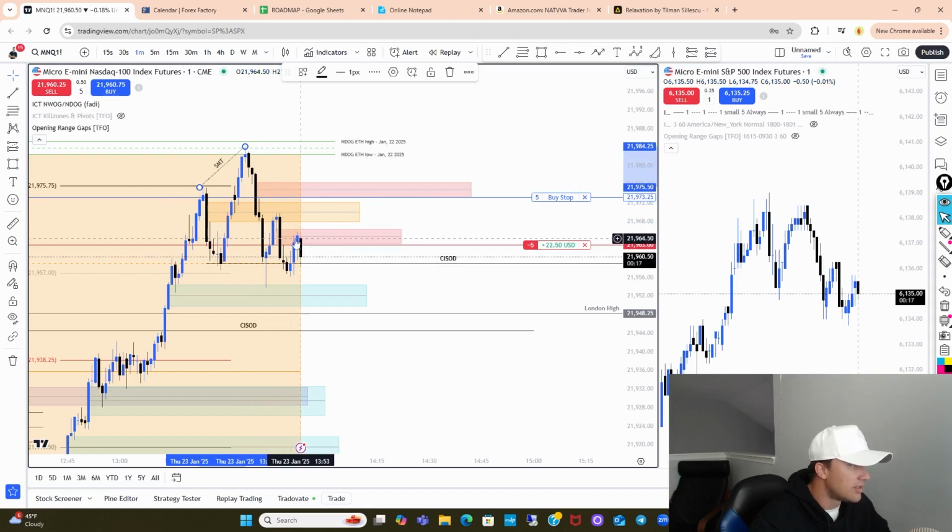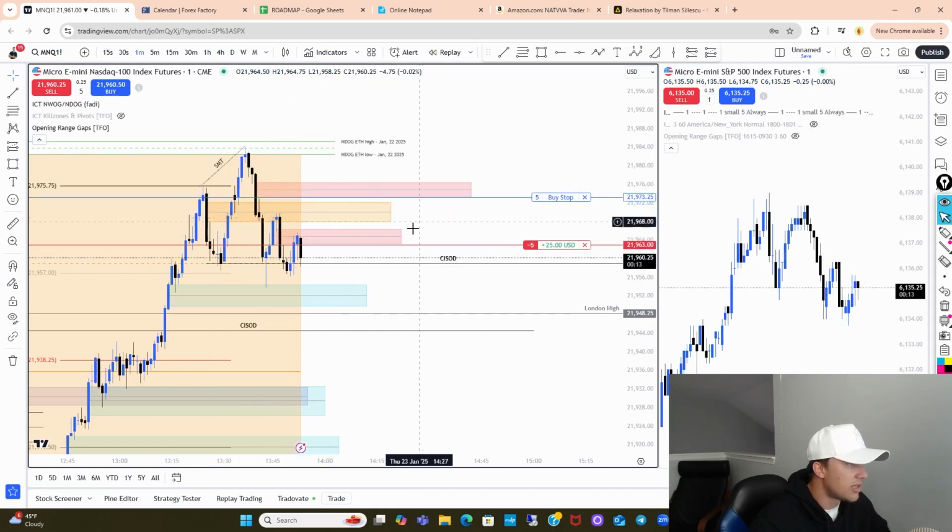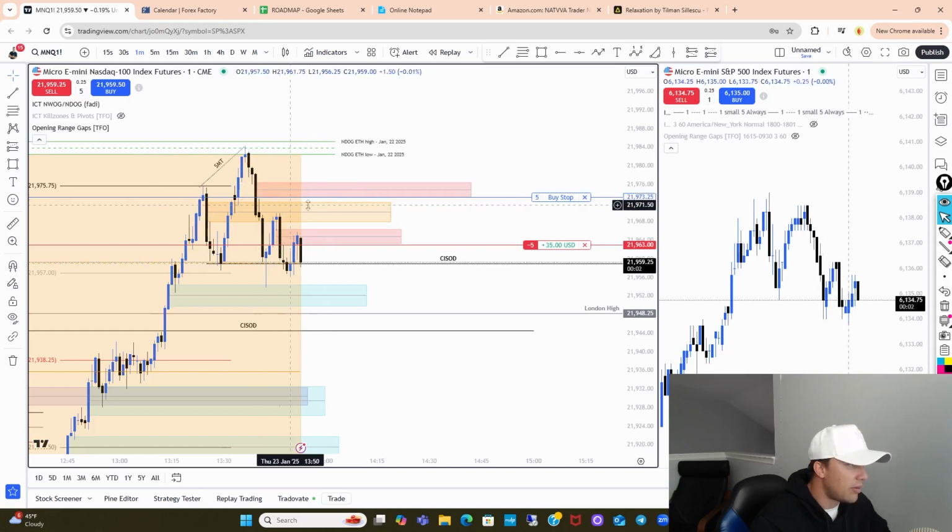So we're using this SIBI right here. Now price can run back and redirect to this inversion. That's kind of where we're holding. I just entered at this SIBI because we saw a nice displacement out of that. And I have my stop at that breakaway gap above the inversion.